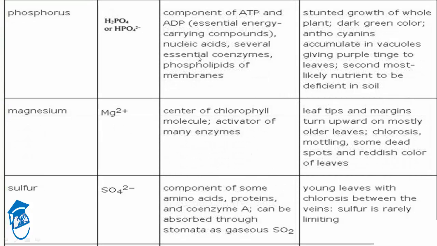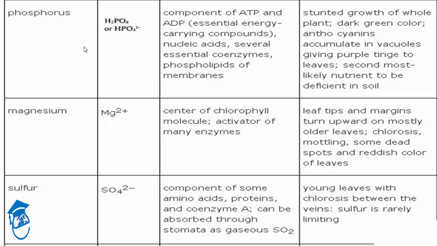Now come to another macronutrients such as phosphorus, magnesium and sulphur. Phosphorus is mainly absorbed as H2PO4 minus and HPO4 2 minus. It is a component of ATP and ADP. Okay, and it is also a component of nucleic acid such as DNA, RNA. Okay, and it is also a component of essential coenzyme and phospholipids of membrane.